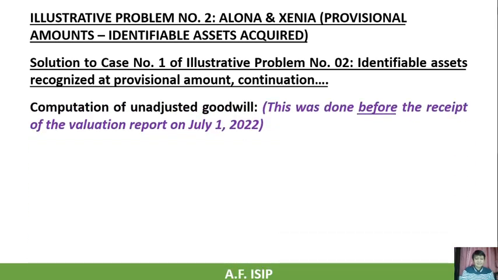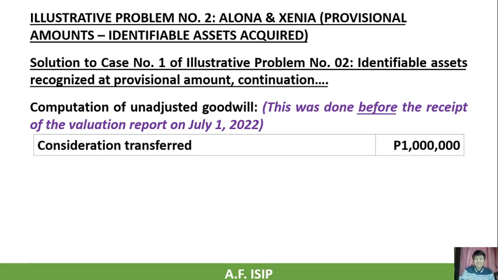So, here is now the computation of unadjusted goodwill. Take note, the goodwill was recognized on the date of the acquisition. So this unadjusted goodwill was done before the receipt of the valuation report on July 1, 2022, meaning this computation of goodwill was done on the date of the acquisition using provisional amounts. So the consideration transferred as given in the problem is 1 million pesos. That is the amount paid by Alona in acquiring Xenia.